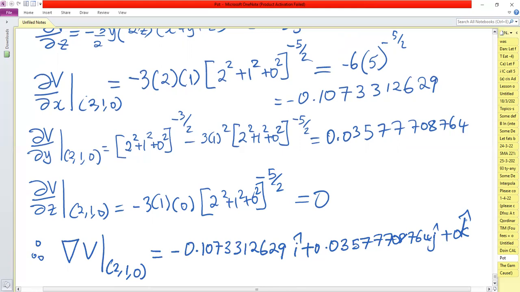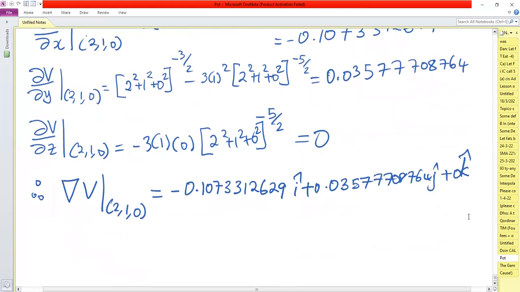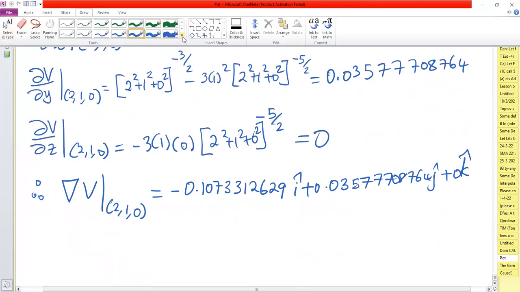So this is the value of the vector which showed the direction in which the rate of increase in potential is greatest. But the question was to specify the vector which showed the direction in which the rate of decrease of potential is greatest.